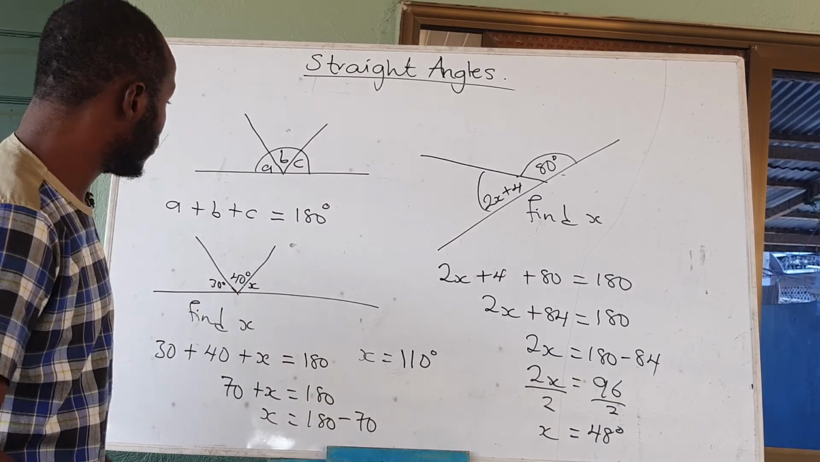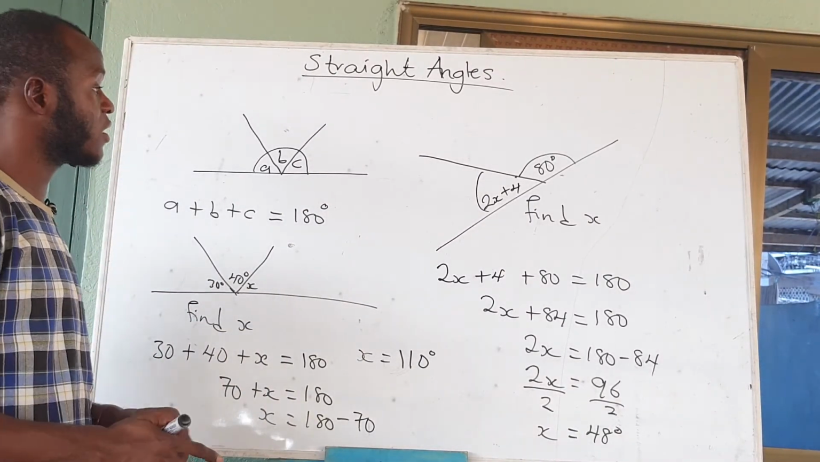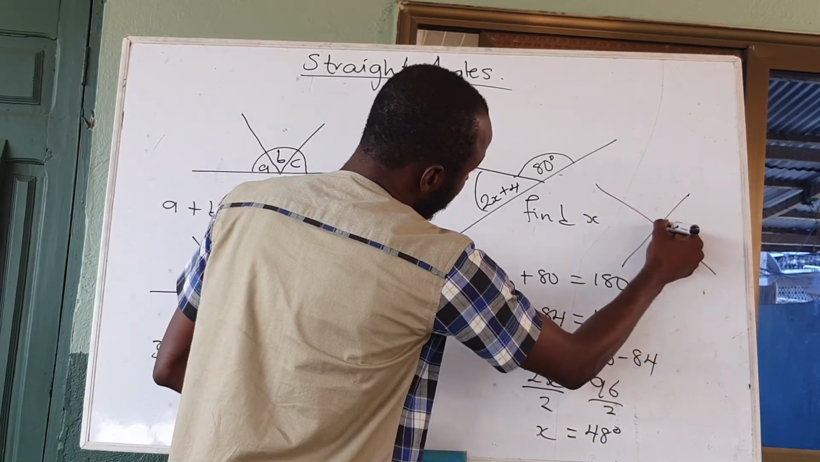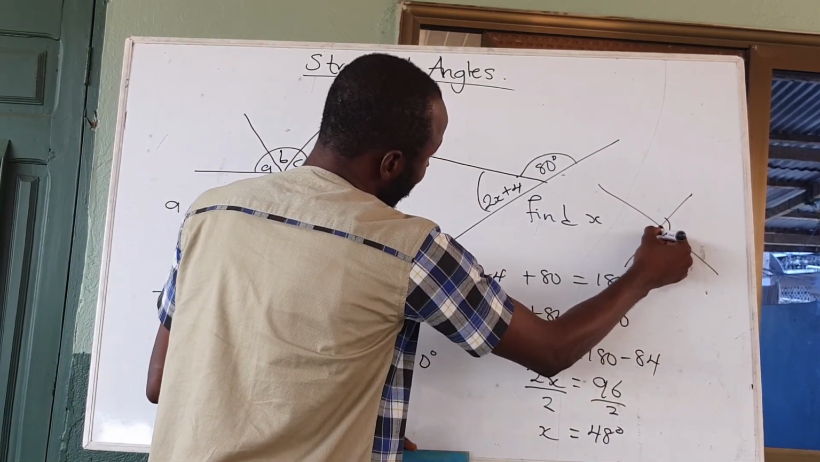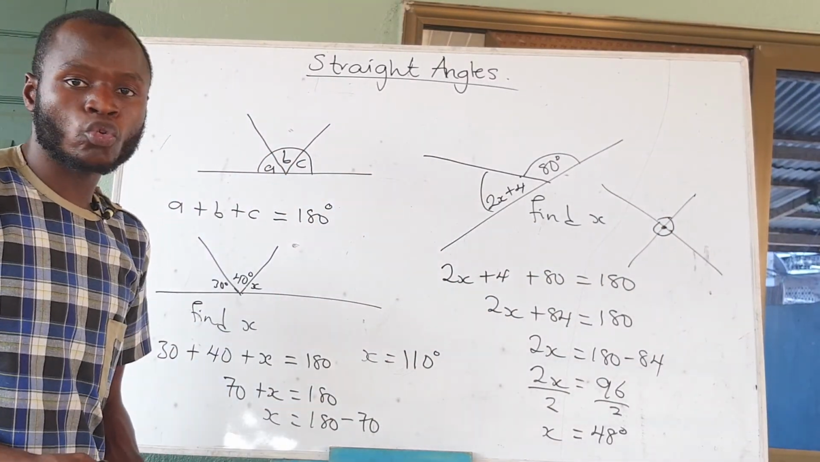So this will bring us to the end of the straight angles. In my next video we'll be looking at angles which are formed on a point. If you have two lines like this meeting at a point, we'll be looking at how to calculate the angles that are formed around that point.